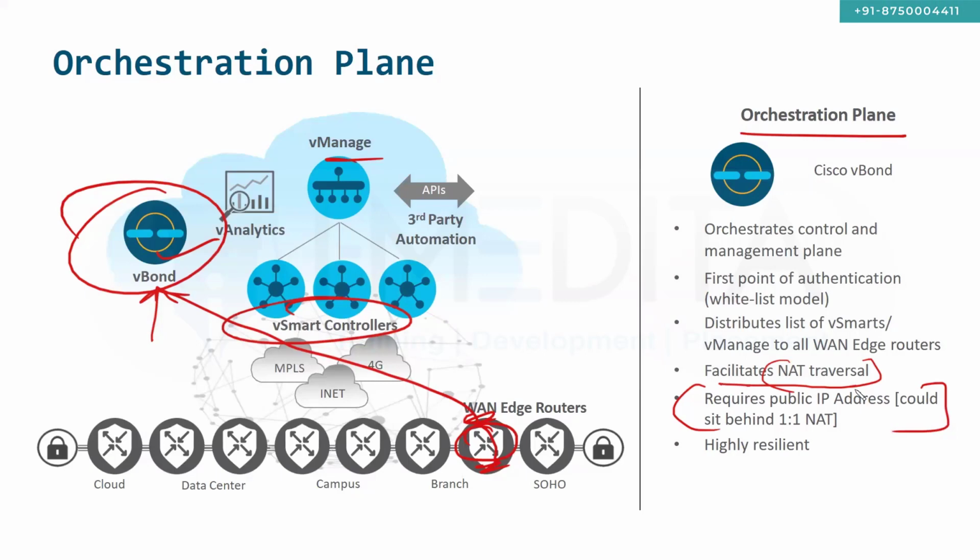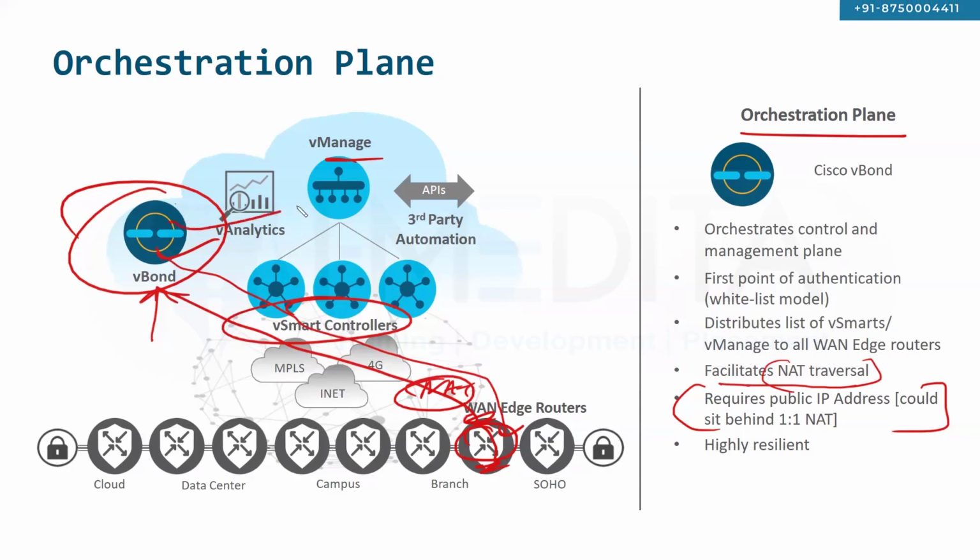vBond can easily identify if a device is coming to it after NAT or directly. If a managed router reaches out to vBond after a NAT happened somewhere, vBond will identify that and inform the device, hey, you are sitting behind a NAT, and this is your actual IP address and port. This is what vBond does, because it has a feature called NAT-T.